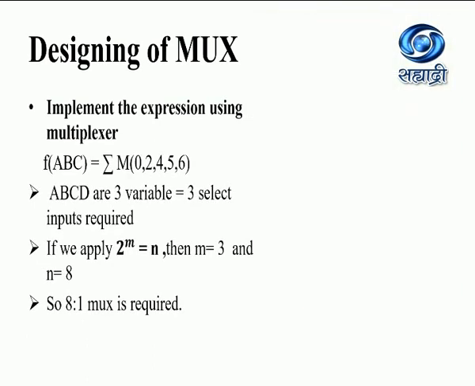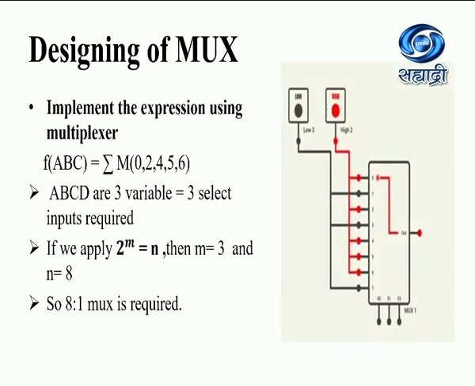Second, implement the expression using multiplexer. Here A, B, C, that is only 3 select lines are required and inputs are 0, 2, 4, 5, 6. So m is equal to 3 and n is equal to 8. So here 8:1 mux is required. So if you apply this 8:1 mux, then we can apply this 0, 2, 4, 5, 6 to logic 1 and rest of the inputs are connected to the logic 0.